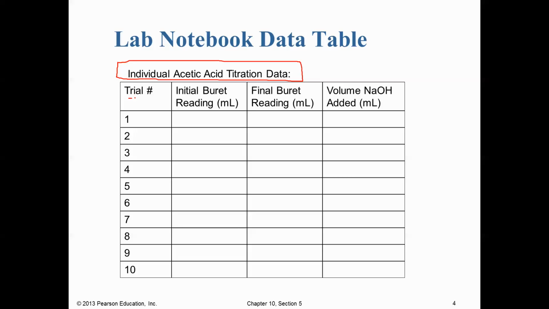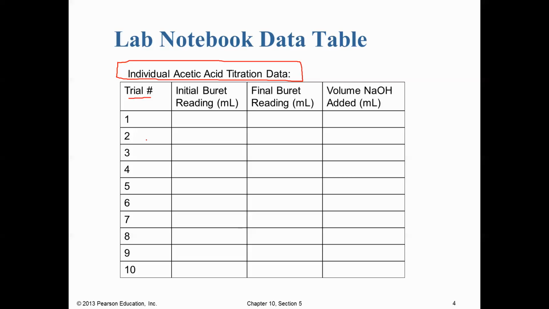And so in the left column, you want to put all your trial numbers. So I've put trials 1 through 10. So your goal here is going to be to obtain 5 titration trials that agree with each other to within 0.05 milliliters. And you're hoping to do that within 2 hours. And so that may not happen, but do your best to try and get those 5 titration trials that agree with each other very, very well.